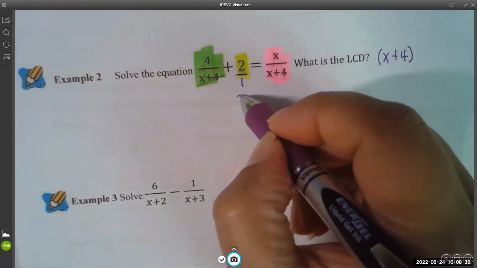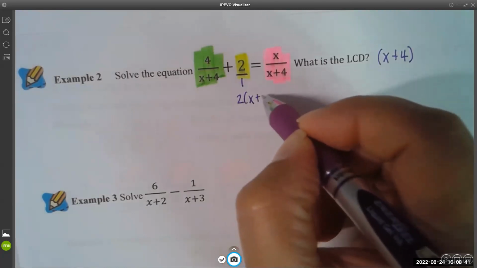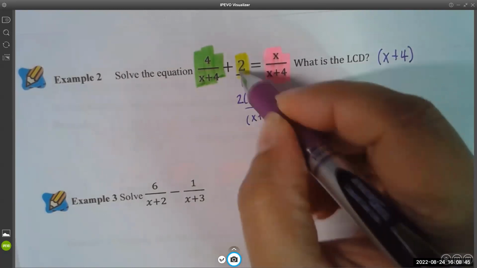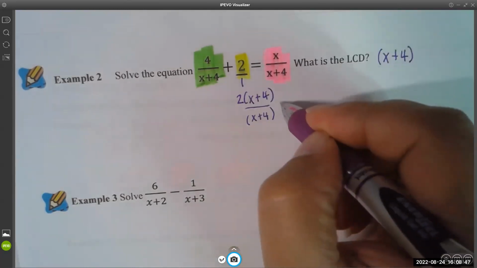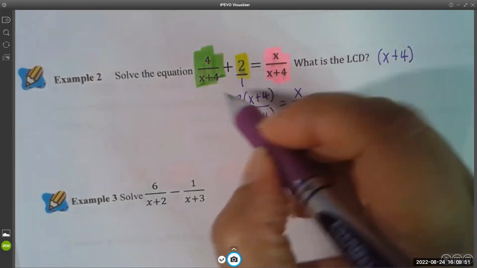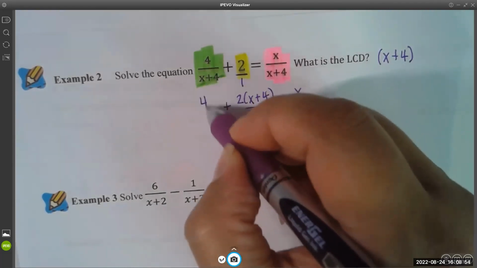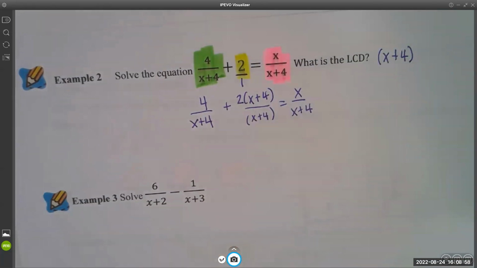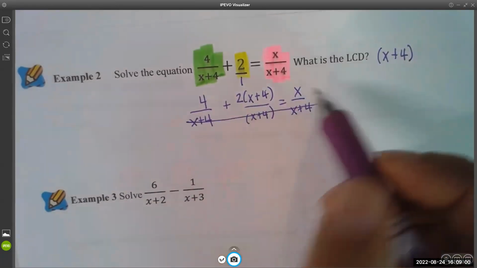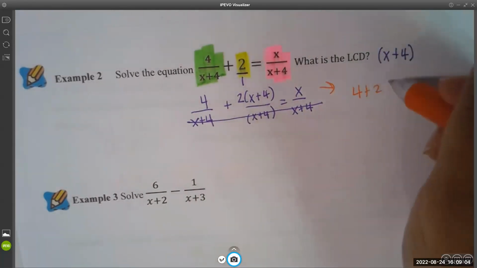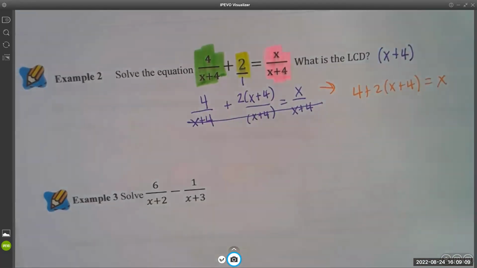So if I change this to 2 times x plus 4 all over x plus 4, this is still 2, like that yellow piece is still 2. And then on the other side of the fraction, I have x over x plus 4, and then this green part of the fraction, 4 over x plus 4. And so now all the denominators are the same. I leave the top, and that is my new linear equation that I have to solve.